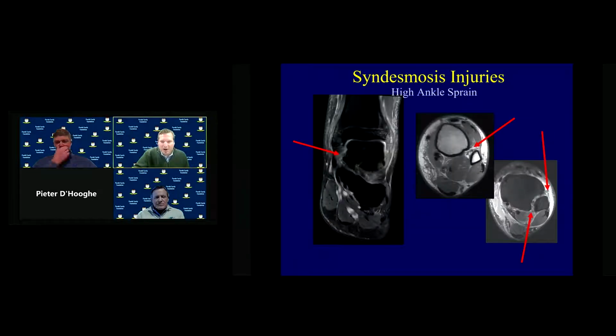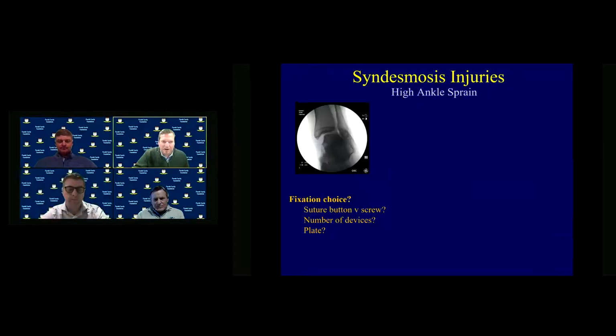So got back to campus, got this MRI: injured deltoid, injured interosseous membrane and ligament, and both anterior and posterior ligaments are out. So this was a late stage. So we decided to take him for fixation. This was his intraoperative stress, which confirmed what we'd seen on the sideline.